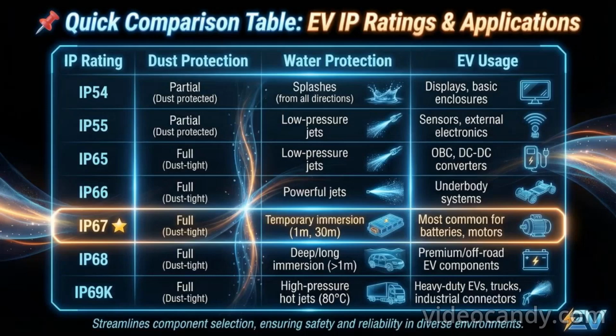A single table can show dust and water protection alongside typical EV applications. For example, IP54 is good for displays, IP55 for external sensors, IP65 for chargers, IP66 for underbody components, IP67 for batteries and motors, IP68 for off-road packs, and IP69K for commercial or agricultural vehicles. This quick reference helps designers choose the right protection based on environment, cost, weight, and thermal needs, without going through long datasheets.